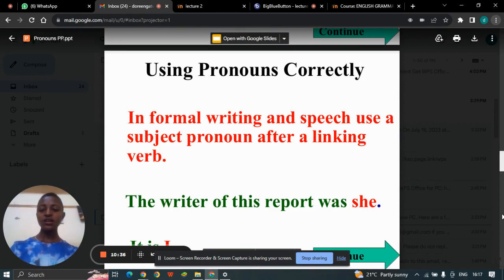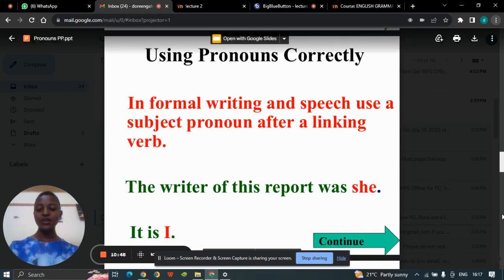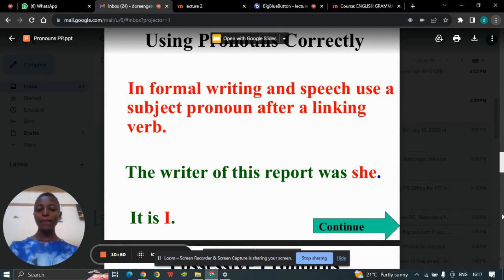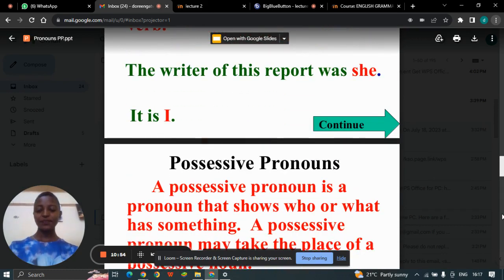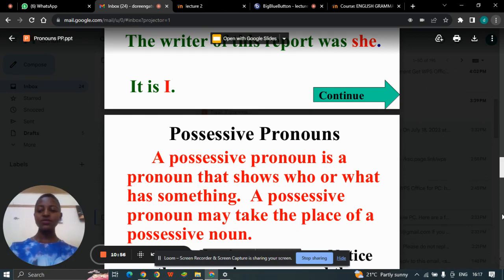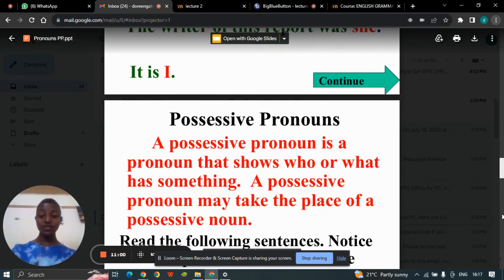In formal writing and speech, use a subject pronoun after a linking verb. For example, the writer of this report was she. It is I. That one was basically about the personal pronouns. So let's go to possessive pronouns.